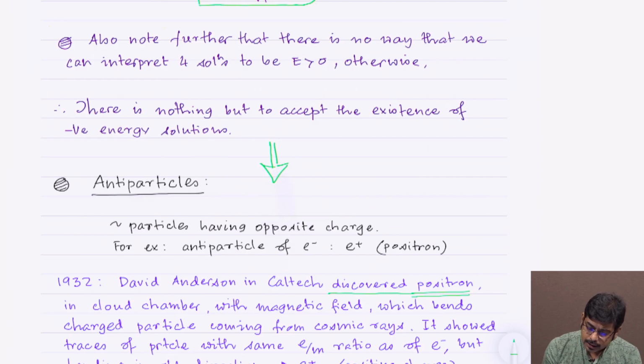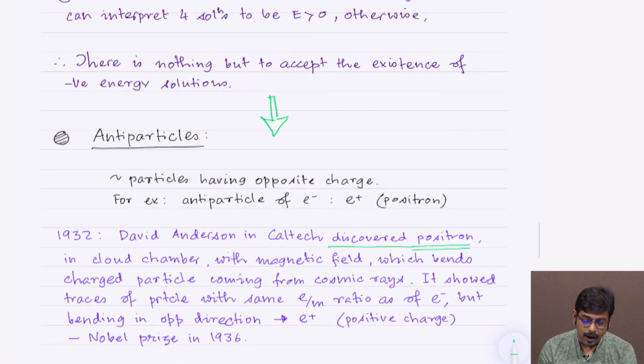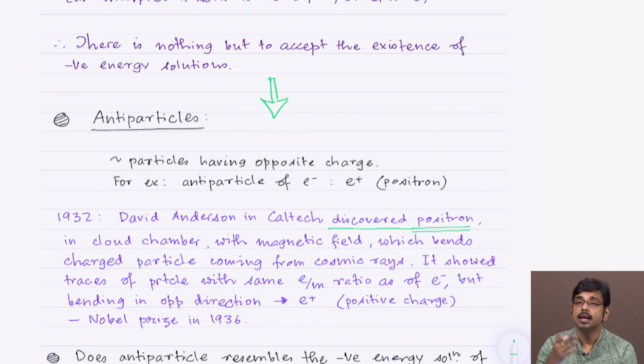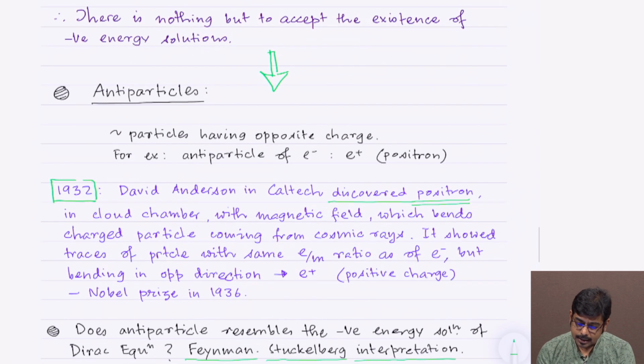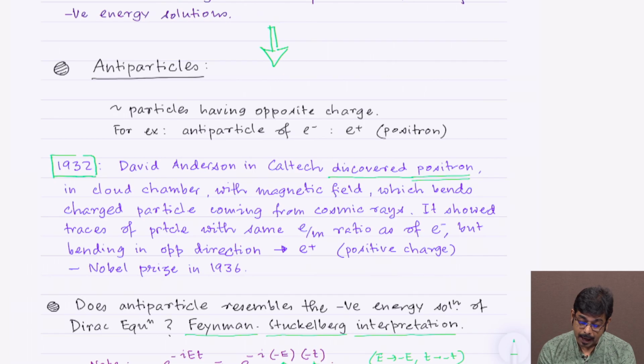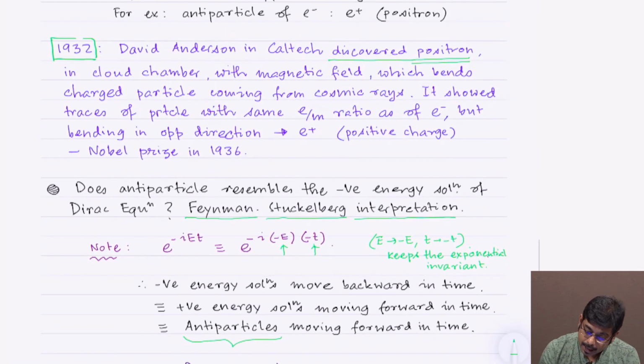Now, the point is that theoretically this was interpreted by Feynman and Stueckelberg that this must be corresponding to antiparticle solution, but unless in physics there is an experimental discovery, we do not trust any of these theoretical statements. And it turns out that in 1932, Carl Anderson at Caltech actually discovered the positron in a cloud chamber with magnetic field, which bends the charged particle coming from cosmic rays, and it shows the traces of a particle which has the same E by m ratio.